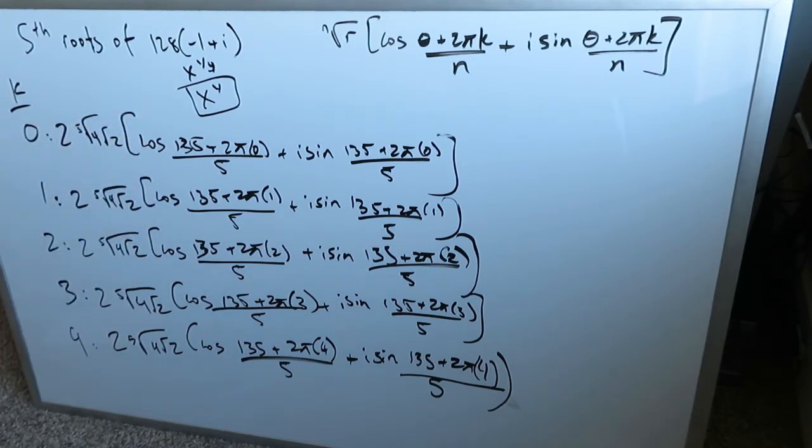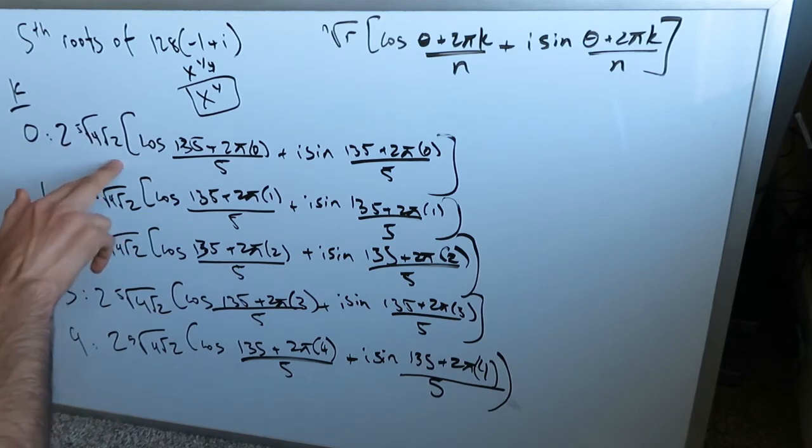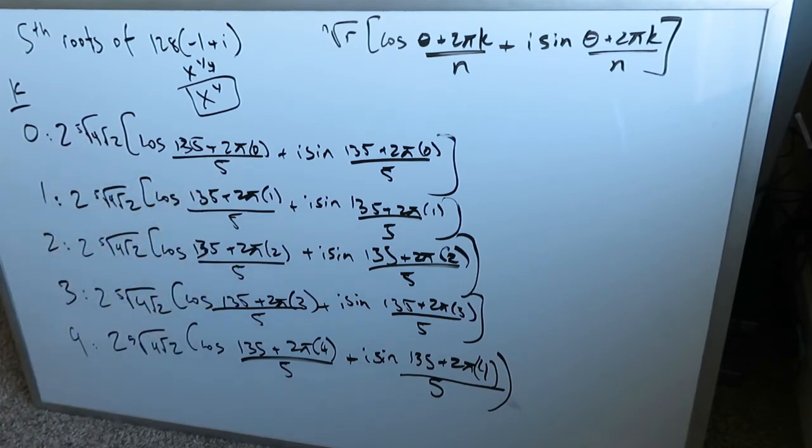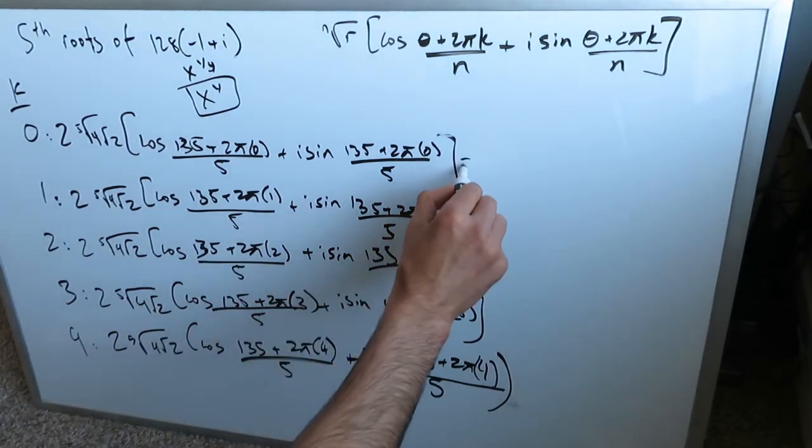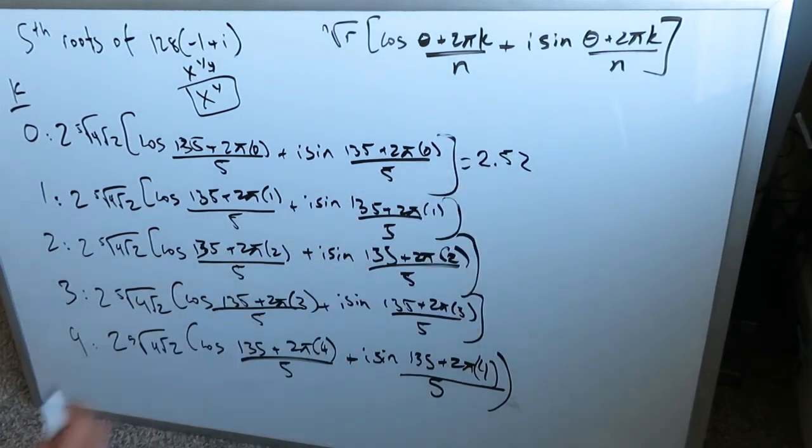Now you have to look individually at each of these steps. You do 135 divided by 5, and you cosine it and you multiply that by your memory recall, you get a 2.52 over here. And remember, this of course is a tedious process. That's just how it is.